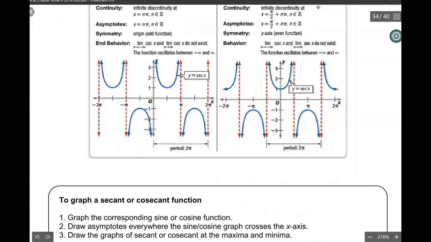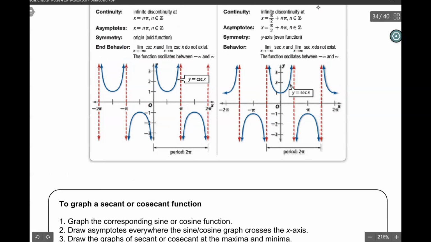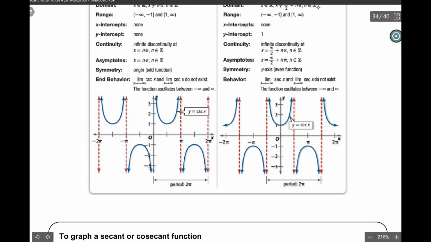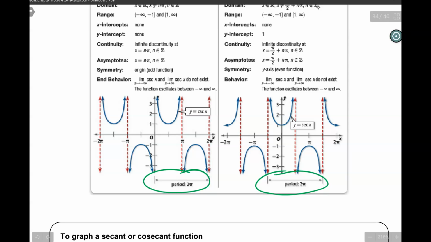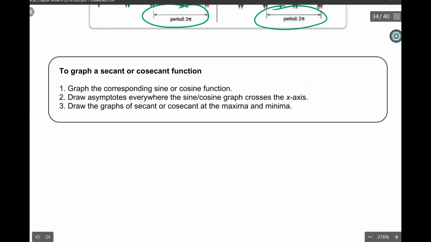Okay. So right here are the actual graphs, showing you what they look like without having sine and cosine on there. Notice the period is 2 pi, just like sine and cosine. They have the same period. So, to graph a secant or cosecant function, graph the corresponding sine or cosine function first. Then, draw the asymptotes everywhere the sine or cosine crosses the axis, and then draw the graphs using the minima and the maxima. Okay, so let's see what this will look like.